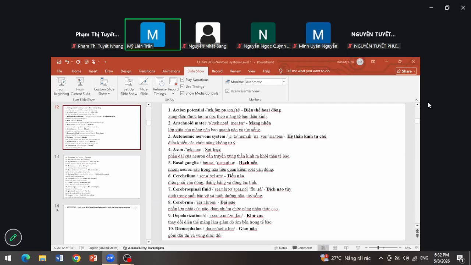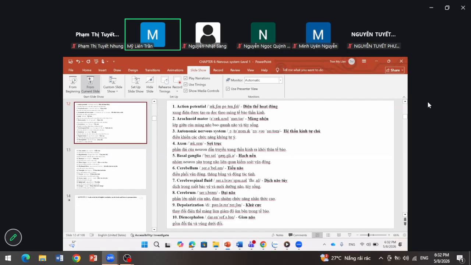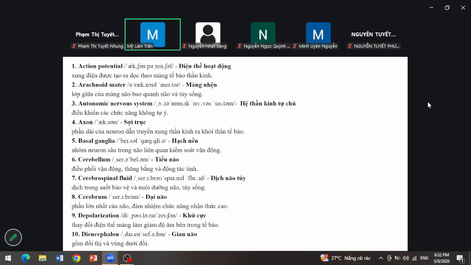One, action potential, an electrical impulse generated along a neuron's membrane. 2. Arachnoid motor, the middle layer of the meninges surrounding the brain and spinal cord. 3. Autonomic nervous system, the part of the nervous system that controls involuntary body functions. For axon, the long fiber of a neuron that conducts impulses away from the cell body. 5. Basal ganglia, clusters of neurons deep within the brain involved in movement control. 6. Cerebellum, the brain region responsible for coordination, balance, and fine motor movement. 7. Cerebrospinal fluid, a clear fluid that cushions, nourishes, and protects the brain and spinal cord.